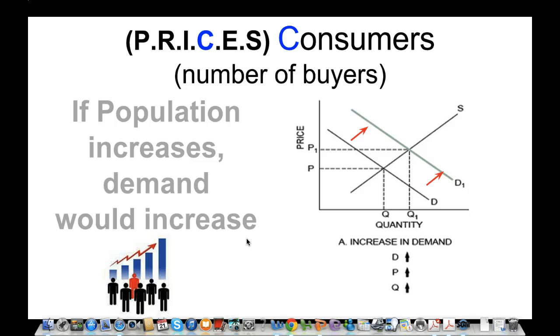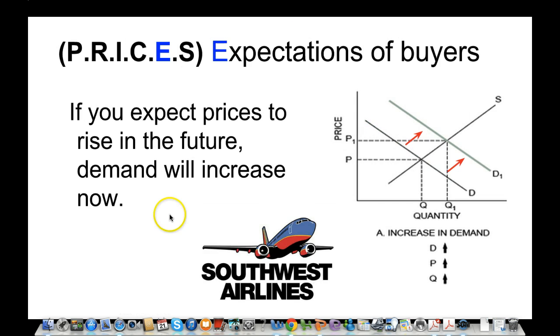The C stands for consumers, the number of buyers, and this says that if the population, for instance, goes up, then the demand in general in the marketplace would also increase. So once again, this would be your current demand curve, and then to demonstrate an increase in demand, the demand curve would shift.